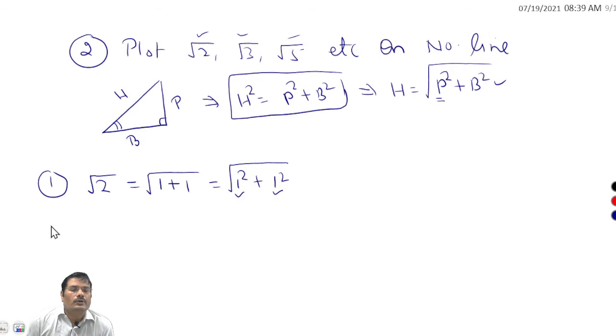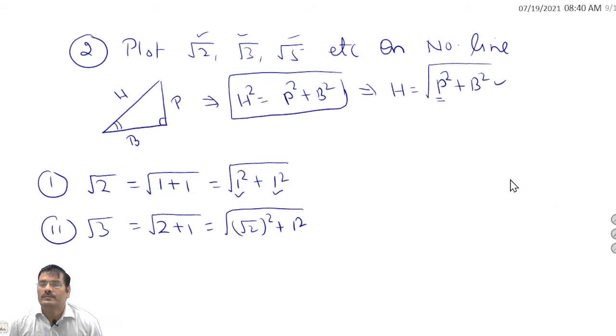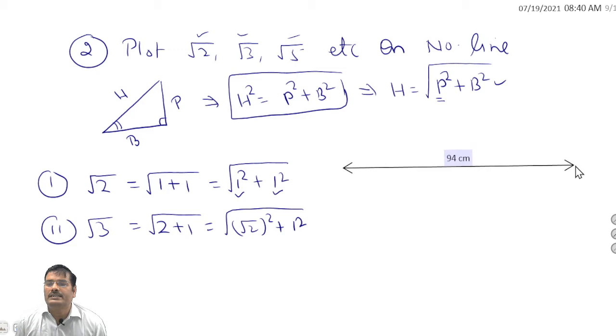Okay, similarly to plot under root 3, we can write 3 as 2 plus 1, and we can write 2 as the whole square of under root 2, plus 1 square. To plot under root 3, first of all we have to draw under root 2 and 1. Now see this. Suppose we have to draw this one. So how to plot under root 2 on the number line? Suppose this is our number line.